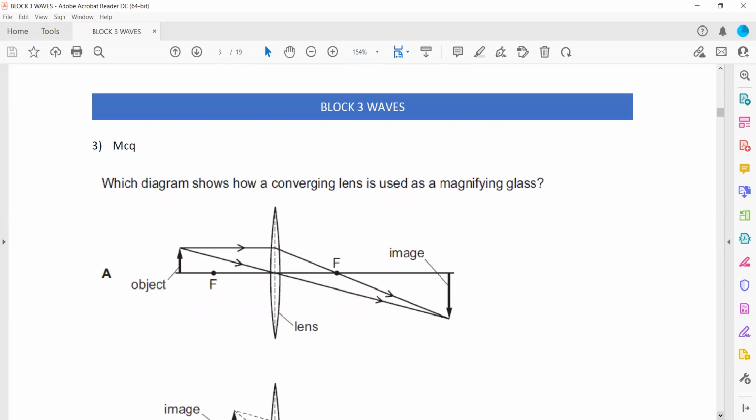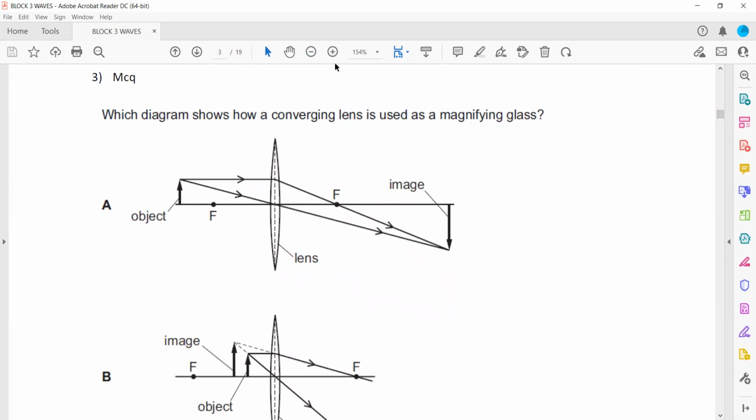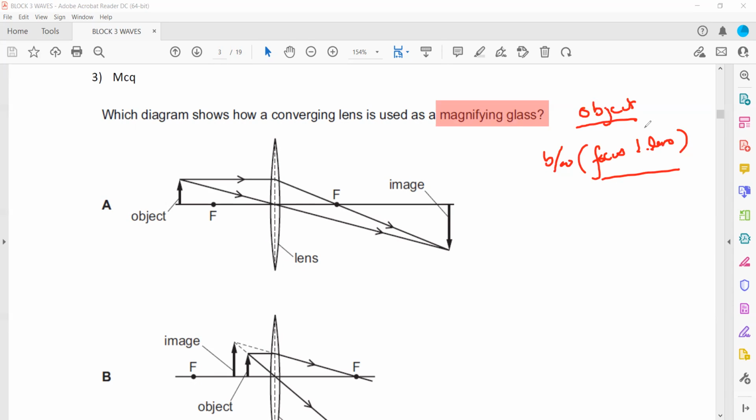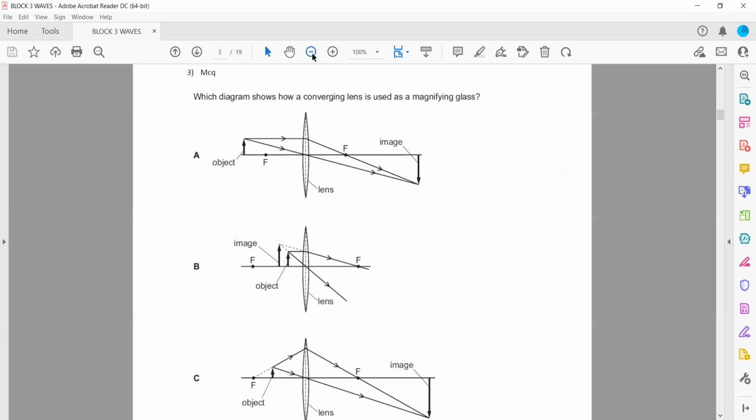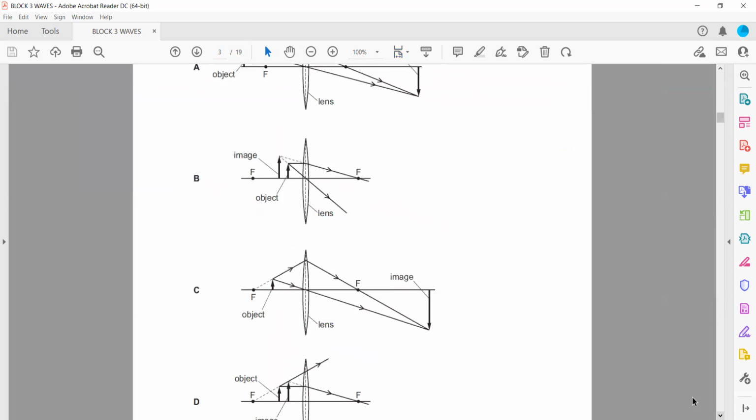In question 3, which diagram shows a converging lens used as a magnifying glass? Whenever a convex lens or a converging lens is used as a magnifying glass, what should be the position of the object? The object is always placed between the focus and the lens. When the object is placed between the focus and the lens, the image formed is always a magnified and virtual image. So you just check the position of the object to identify the likely answer.